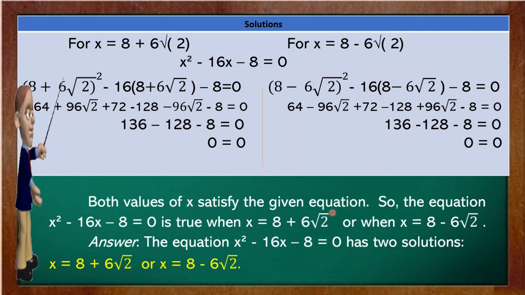So both values of x satisfy the given equation. So the equation x squared minus 16x minus 8 equals 0 is true when x equals 8 plus 6 square root of 2, or when x is equal to 8 minus 6 square root of 2. Yes, and our answer is the equation x squared minus 16x minus 8 equals 0 has two solutions, and that is x equals 8 plus 6 square root of 2, or x is equal to 8 minus 6 square root of 2. Okay, guys? Any question? Do you understand our second example? Okay.